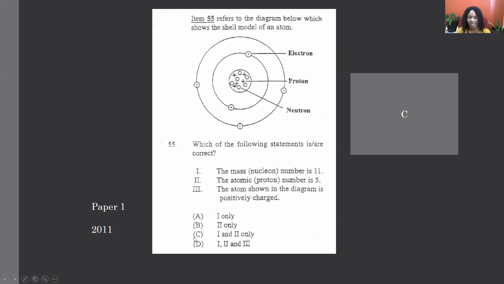So looking at this answer here, the answer would need to be C, 1 and 2 only. So the mass or the nuclear number is 11, because if we add up everything inside the nucleus here, we do get 11. And it also says 2, the atomic or the proton number is 5, because when we added the protons, we did indeed get 5. 1, 2, 3, 4, 5.